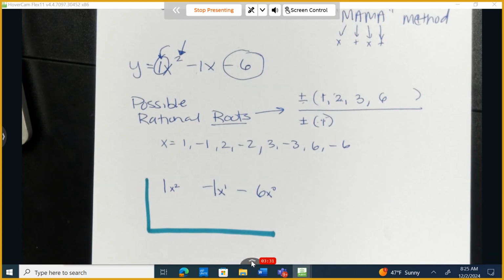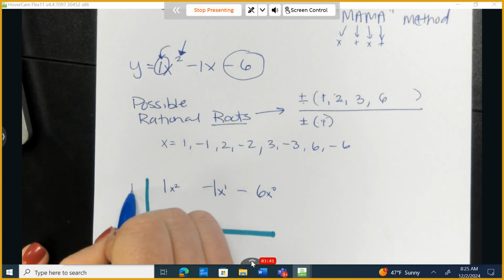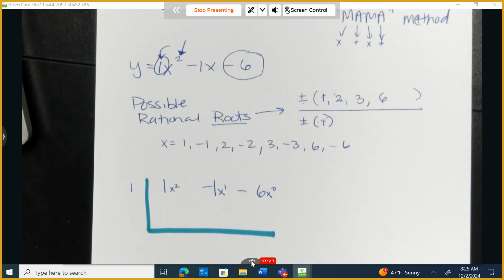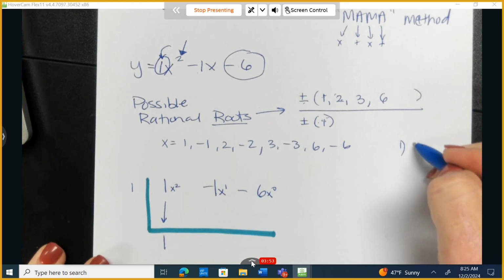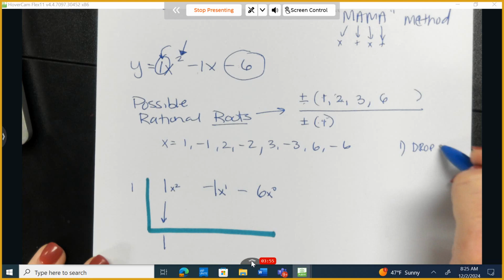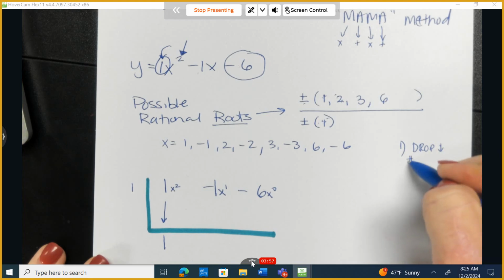If you're like me and fairly sloppy, please try to be neat about this. Are you writing this down right now? Okay. All right, now we're going to test the very first one. So I'm going to put a 1 outside. And for some students this takes days to catch on to; other kids, you may want to watch and then write it down afterwards. Here's what we're going to do. We always drop down the first number. So step 1, after I set it up, is to drop down the first number.